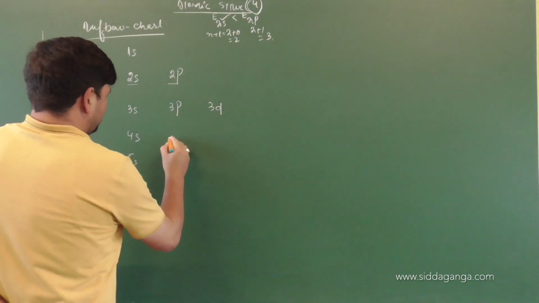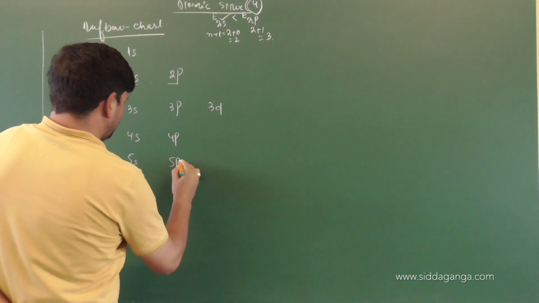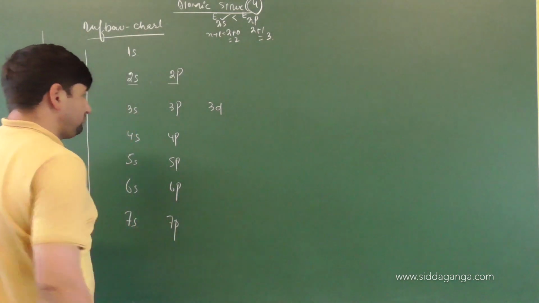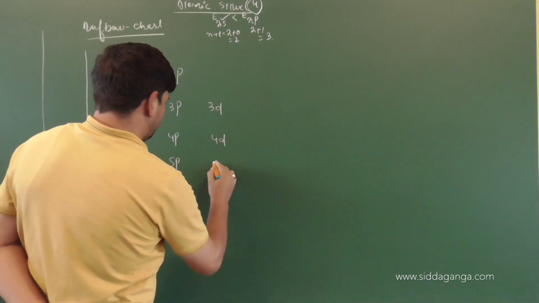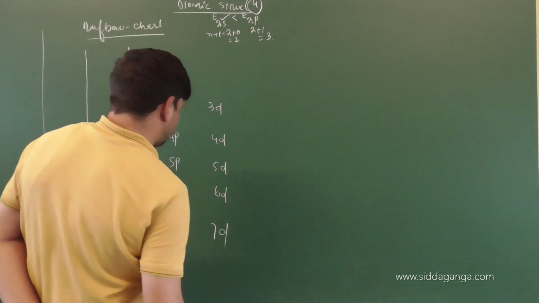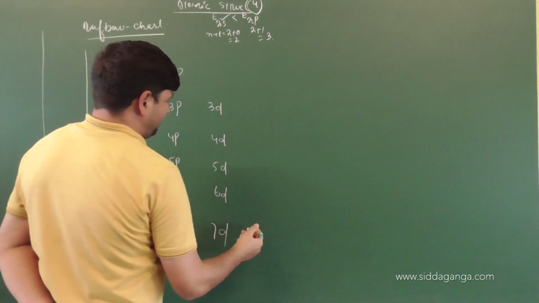4s. Then you got 3p, then 4p, then 5p, then 6p, then 7p. Now we have d: 3d, then you got 4d, then 5d, then 6d, then 7d. Am I clear? Then with principal quantum number 4, we have s, p, d, and then you have f also.